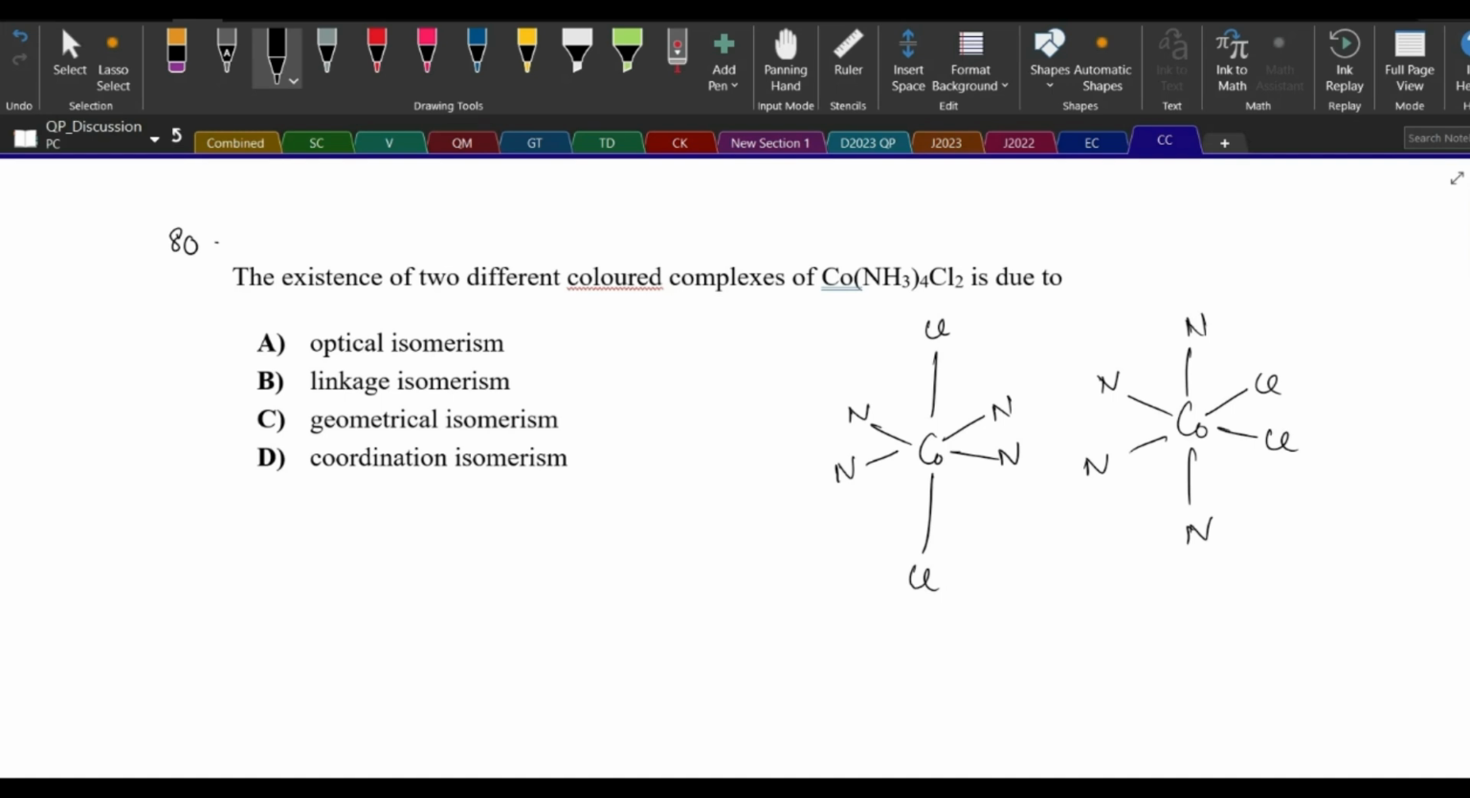Okay, so it is the existence of these two isomers, cis and trans. Cis and trans isomerism is what we call geometrical isomerism. So it is the existence of this geometrical isomerism that imparts two different colors. Okay, two different colors. Okay, next question.